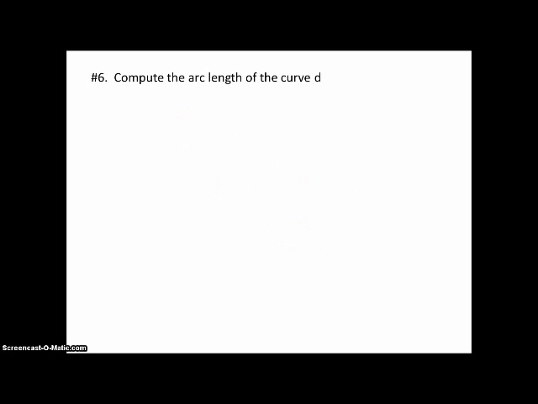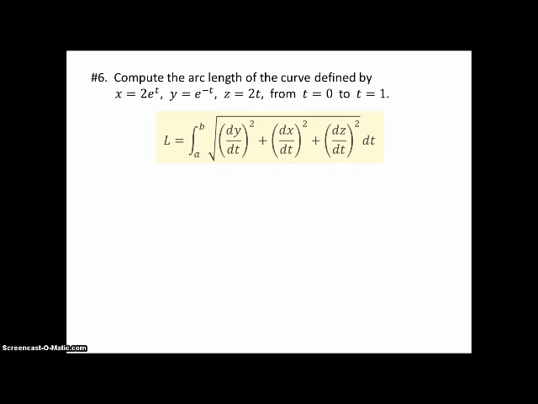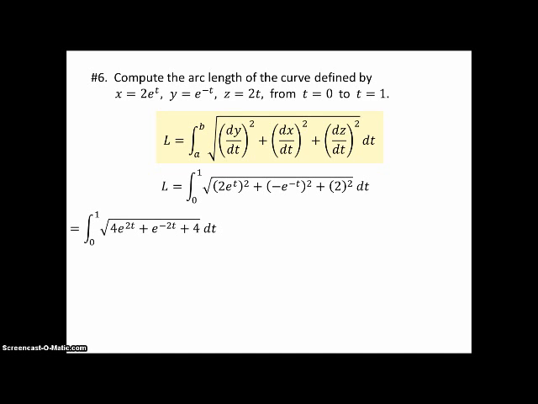Number 6, compute the arc length of the curve defined by these parametric equations from t equals 0 to t equals 1. So there's our handy-dandy formula, and the various derivatives are easy to compute. We square them in our formula. And at this point, feel free to use your calculator to evaluate the integral.